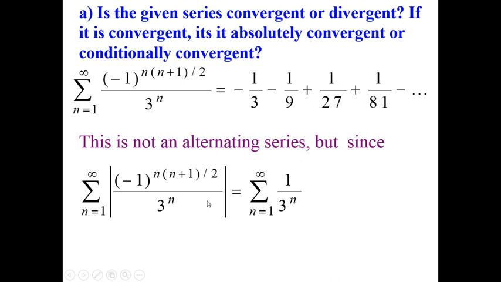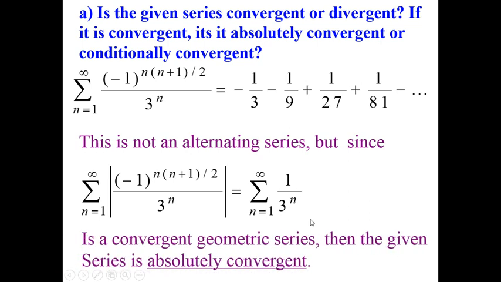Okay, so using the comparison test, instead of using this whole thing, this one can be considered 1 over 3 to the power of n. This one, 1 over 3 to the power of n, is a convergent geometric series because the common ratio is 1/3 and a1 is just 1. Then the given series is absolutely convergent.